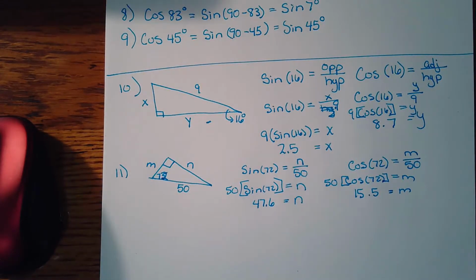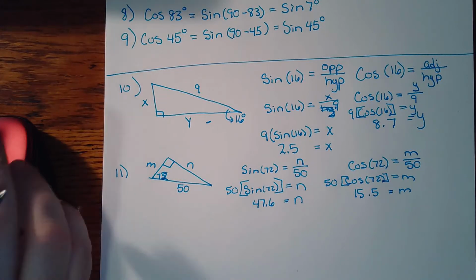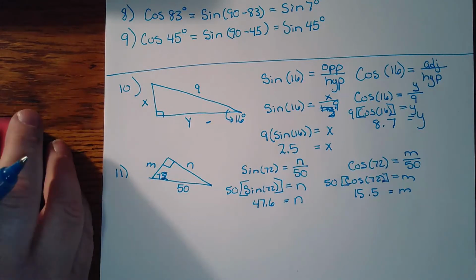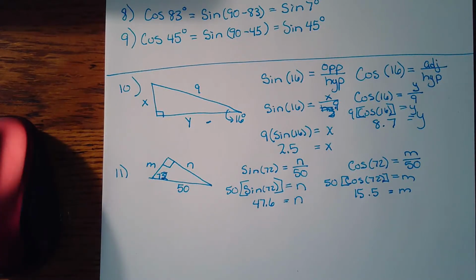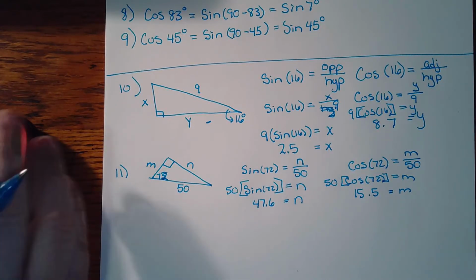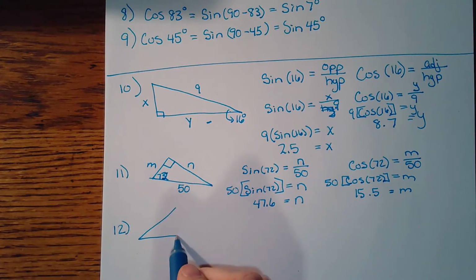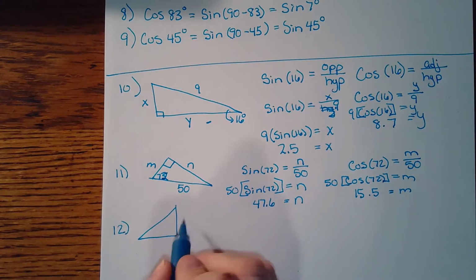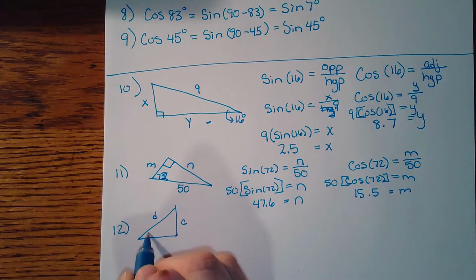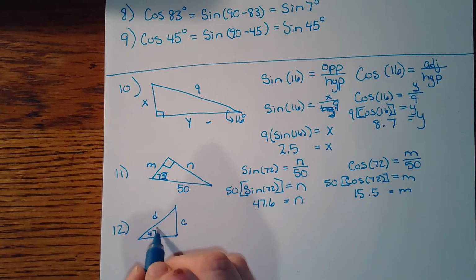Now I'm going to do 12 and then have you do 13 on your own because it's going to be the same concept again. Just remember that it's the same thing over and over again. So the first thing we're going to do here is sine and cosine. So let's do number 12. We have this lovely right triangle again. This time this is C, this is D. This side is 47 degrees, and this is 10.